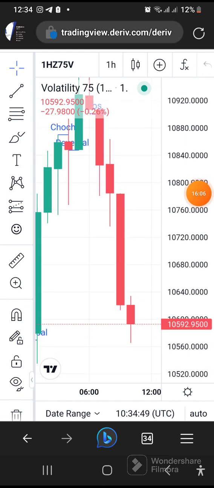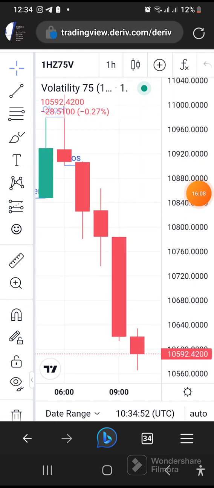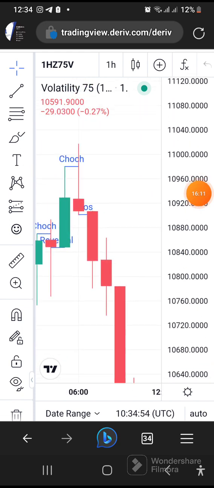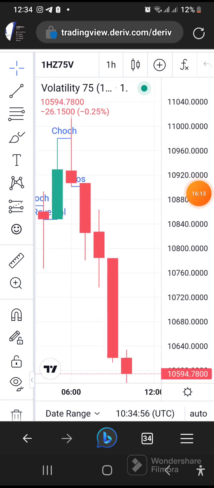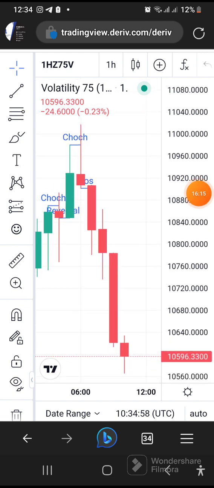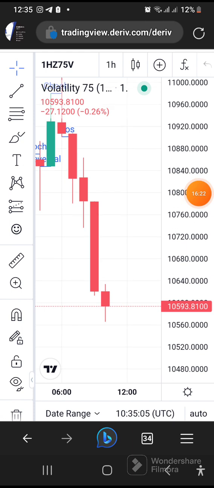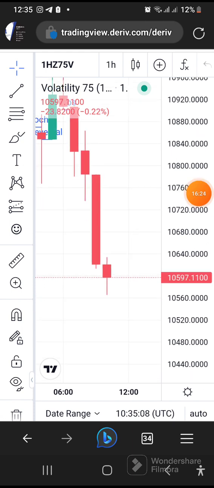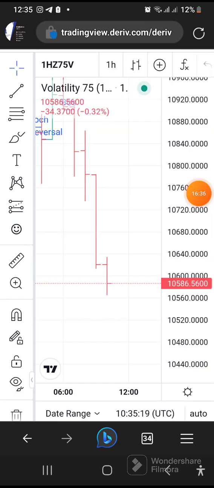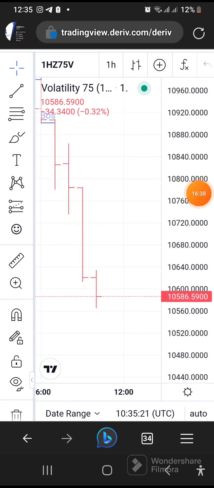So now that we see, since our change of character showed us we had a strong break of structure, a strong rally move to the downside, this signals that price is expected to make more higher lows than it has now. So the sentiment here is that the market is intending to continue in a downtrend. As a result, we are going to switch back now to our bar chart and calculate our entry.